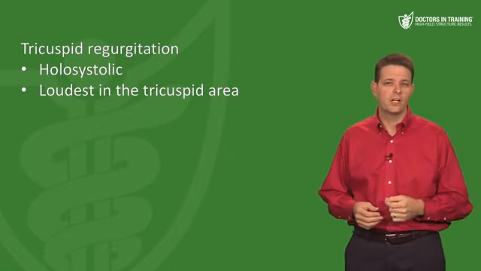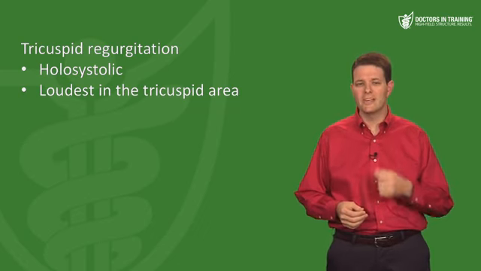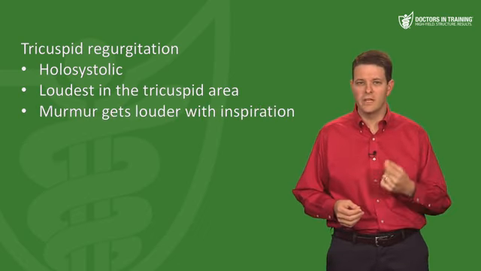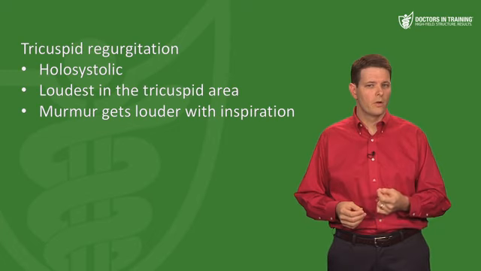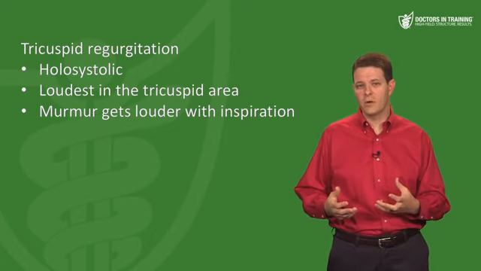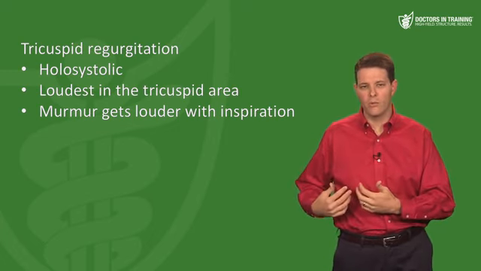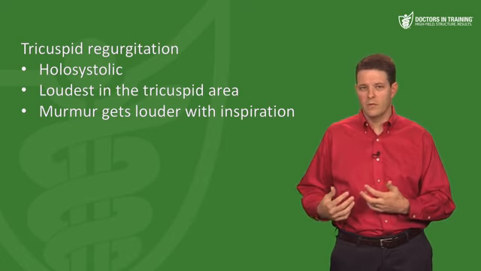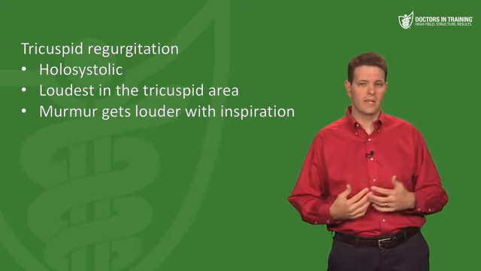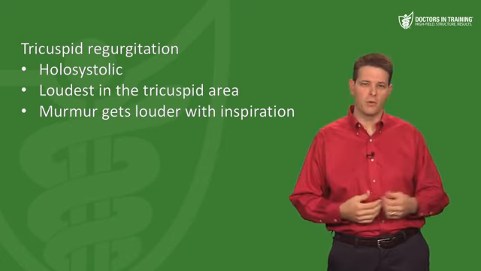The other important distinction is that the murmur of tricuspid regurg is louder with inspiration because of increased right atrial return. Remember, if you hear a murmur that gets louder with inspiration, it's more likely to be a right-sided heart murmur, like a tricuspid murmur. If your murmur gets louder with expiration, it's more likely to be a left-sided murmur, like a mitral murmur.